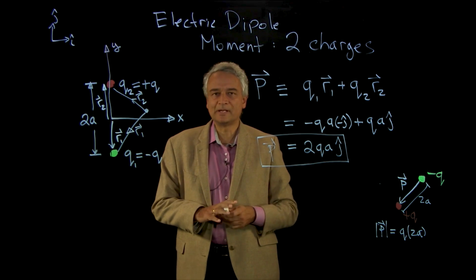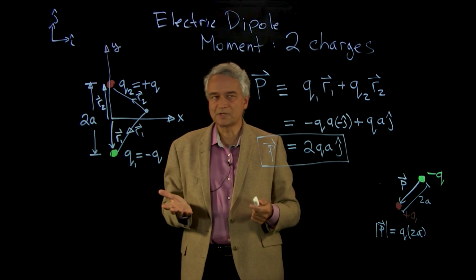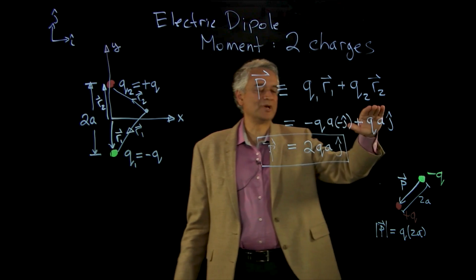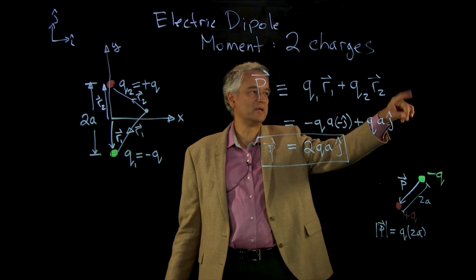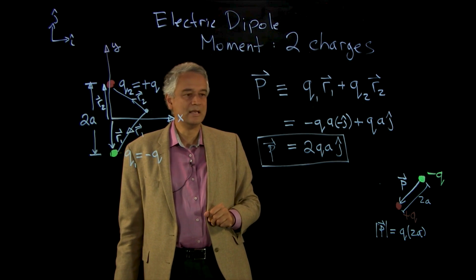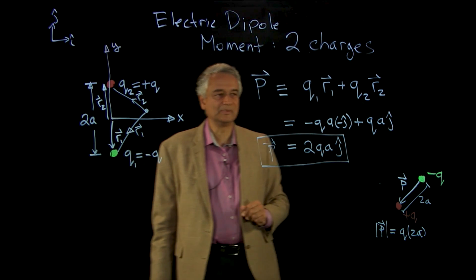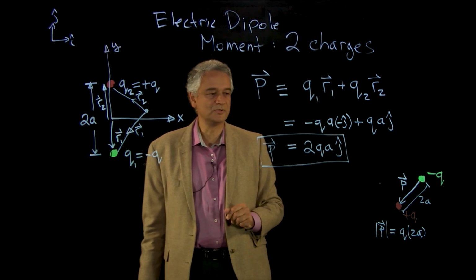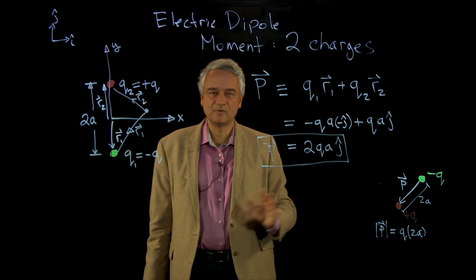So the electric dipole moment can be defined for configurations with more charges. This definition generalizes. You will have Q3 R3 plus Q4 R4 dot dot dot. And you'll see that next. But this is the simplest case with which to introduce this definition. And so for today, we will stop here.